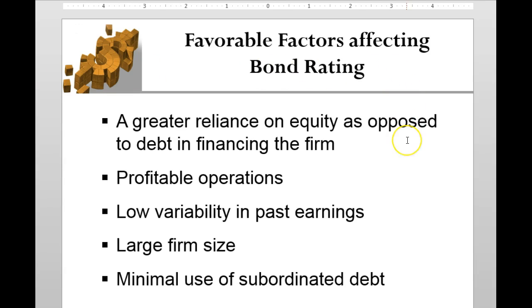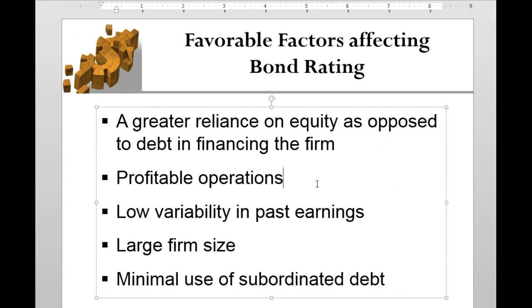Okay, favorable factors. What makes a bond rating up? Well, it's a little bit like a credit rating when you look at it. The company uses equity to finance the company more than it does debt. And that means it will sell stock. If it needs cash, it would rather do it through the equity side than through the debt side. So it doesn't get itself over leveraged with too much debt.